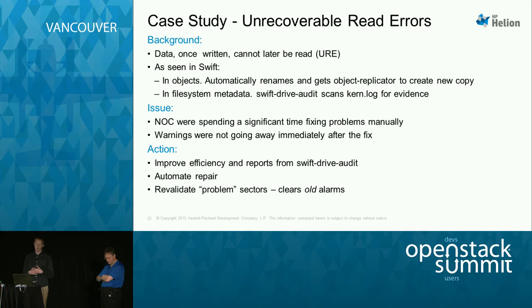Our solution to this was to automate the whole process and improve the efficiency of how we read the output of Swift Drive Audit. When it ran, it would give us a list of UREs, and we had a script which would check these UREs and try to read them to see whether they were in fact UREs or bogus. If they were found to be fine and could be read, they were ignored. Otherwise, we put them into a temporary broken URE file. If this broken URE file was present, our monitoring tool would pick this up and give an alert.